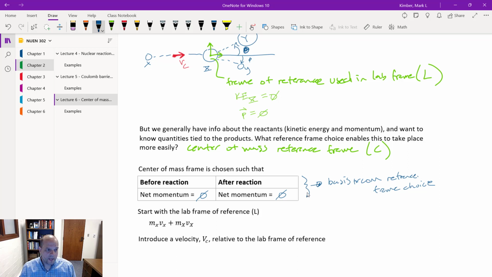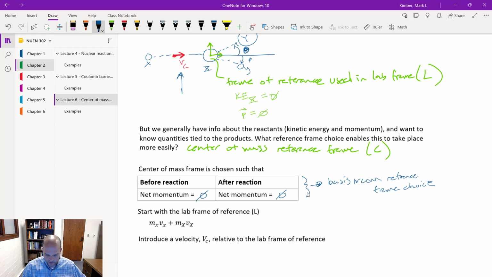For me, it's easiest to visualize on the reactant side, just like we illustrated up here with some vector. If I choose this carefully, it will look as if the projectile and the target are coming towards me, colliding, and then recoiling from that collision, both of them. And if I look at the momentum of this one and the momentum of that one, they cancel each other out, and that's what I'm looking for. I want to choose Vc such that this happens.